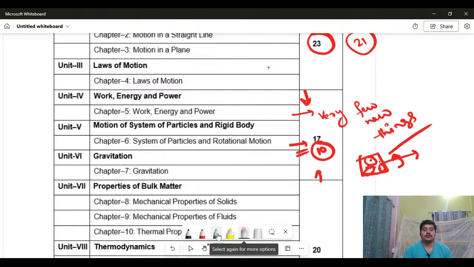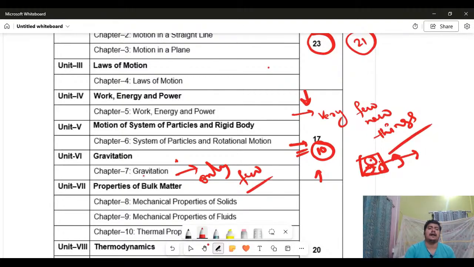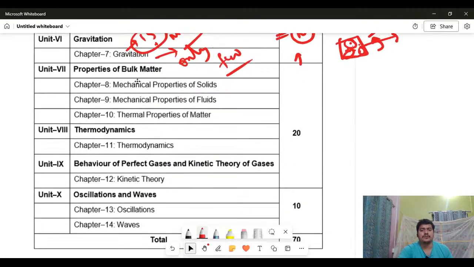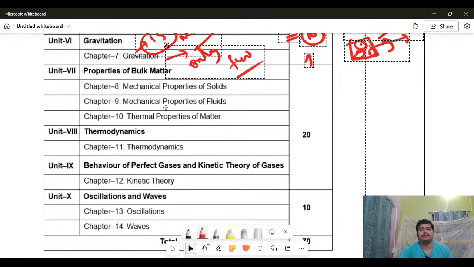Then we are going to the most important chapter, gravitation. Few derivations are new, otherwise whatever you learned in grade 9, nothing new here, only a few derivations, don't worry. And I promise I can complete these things within 15 minutes. If you have the previous knowledge, it will require only 15 minutes to understand this chapter. Then we are going to the next portion.